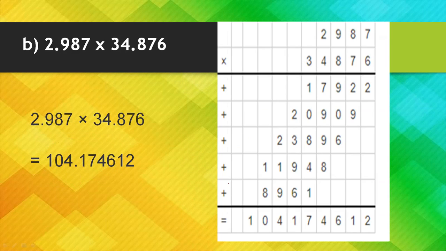So let's move on and solve another example. What is part B? 2.987 multiplied by 34.876. I'm writing it here, but I am not using the decimals in any of these steps. First, we solve, and see how many steps there are. Yes, for 6 it's the unit place. I am solving for 6. This 6 is going to multiply with all these numbers.